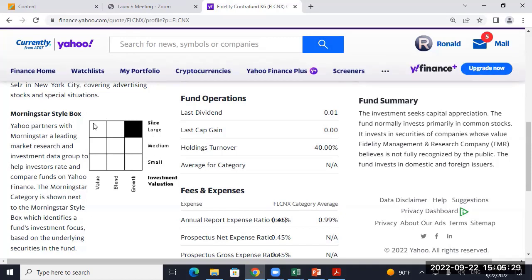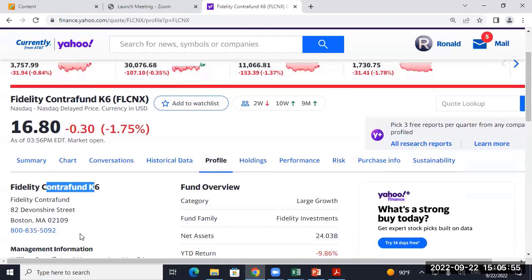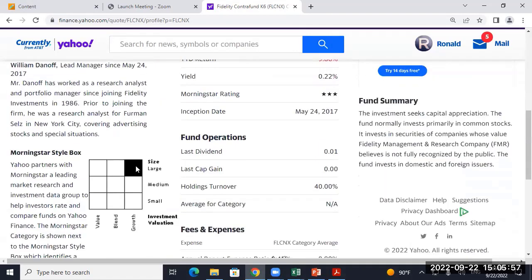How did Morningstar figure this out? They did it with statistics, regressions. They regressed this particular mutual fund against growth indices, value indices, large cap, small cap, and they got the highest correlation in that box right there. So it's a large cap growth manager. You can't tell it from the title because it says it's the Contra Fund. I don't know what the K6 means, but the Contra Fund kind of implies they buy value stocks, but then you run the analysis and see, no, they're actually a growth manager.